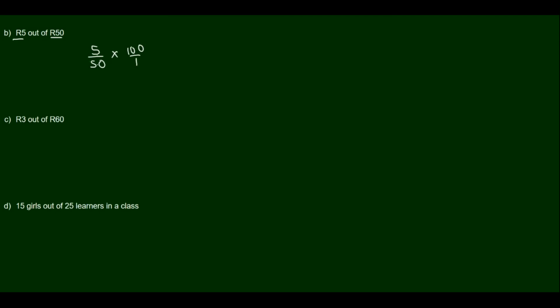Right? So we can simplify our fraction first, or we can divide by 10 first. That's the easiest one. So divide by 10, divide by 10. We're left with 5 over 5, which is 1, then times 10 over 1. So we're left with 1 over 1 times 10 over 1. And our answer is going to be 10%. So 5 rand out of 50 rand. So it means 5 rand is 10% of 50 rand.